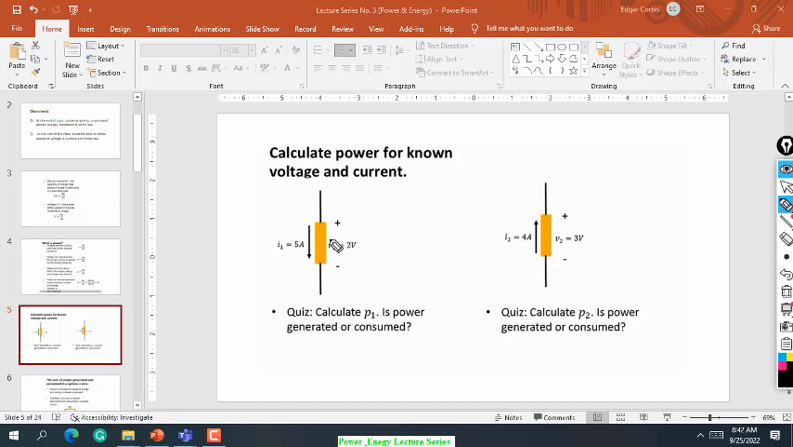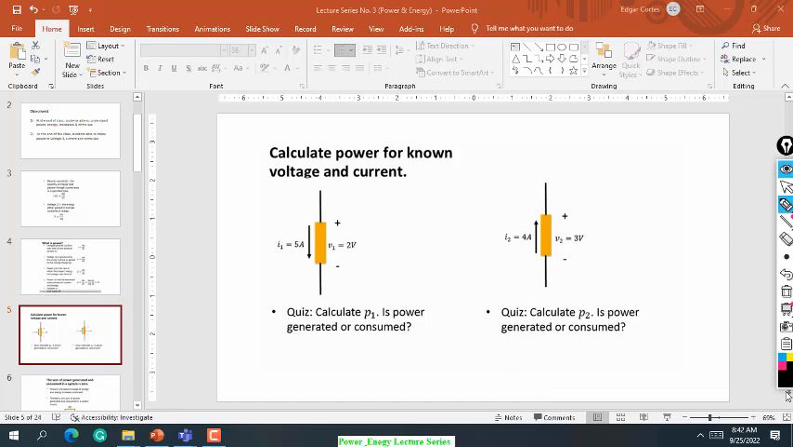Remember last time, when current flows from positive to negative, it means the power is consumed. When power moves from negative to positive, meaning the unit is negative, that is what we call generated. That is the convention we discussed last time.